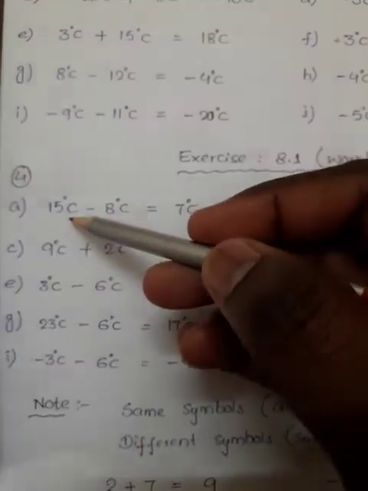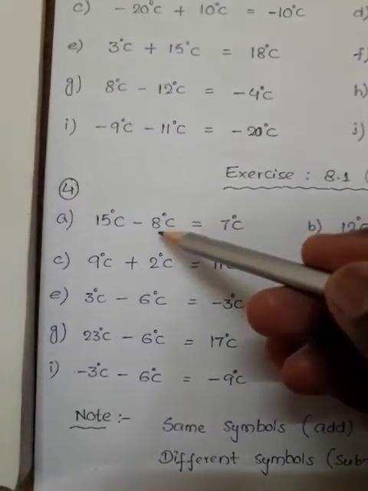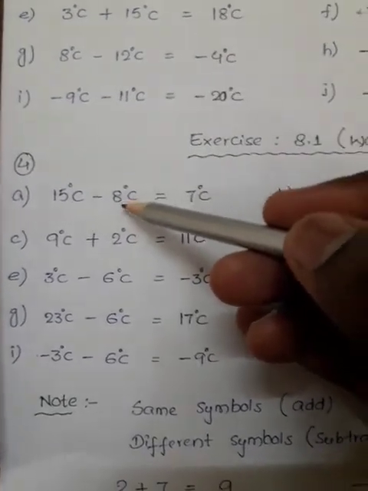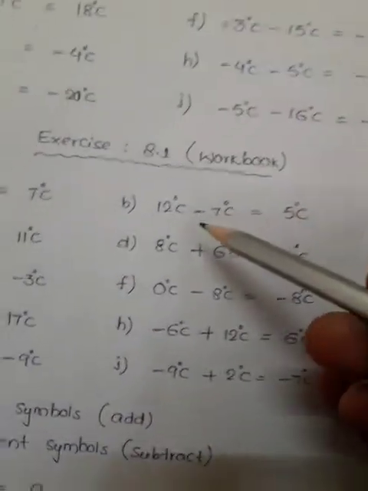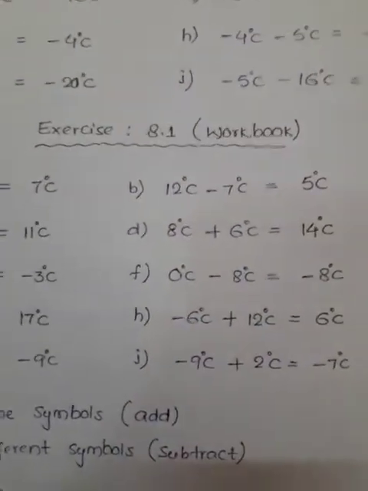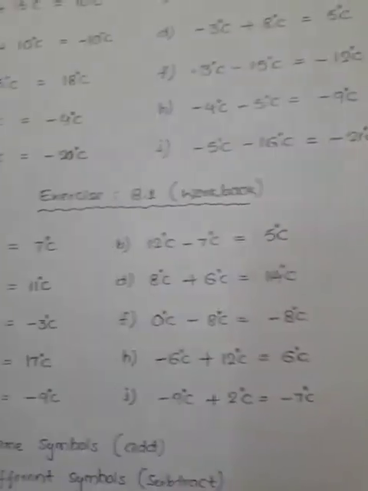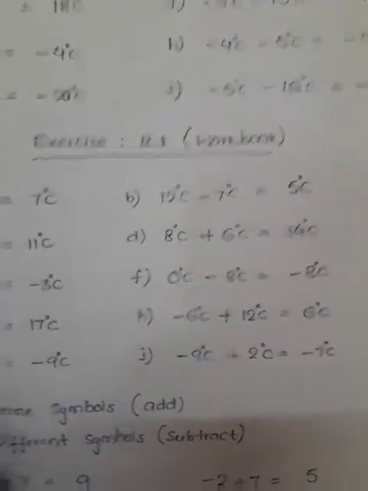What is the question? The first question: the temperature is 15 degrees Celsius and it falls down by 8. Falls means minus. So 15 minus 8 how much? 7 degrees Celsius. And the second question: the temperature is 12 degrees Celsius and it falls down by 7 degrees Celsius. Okay, so minus. So 12 minus 7 equals 5.